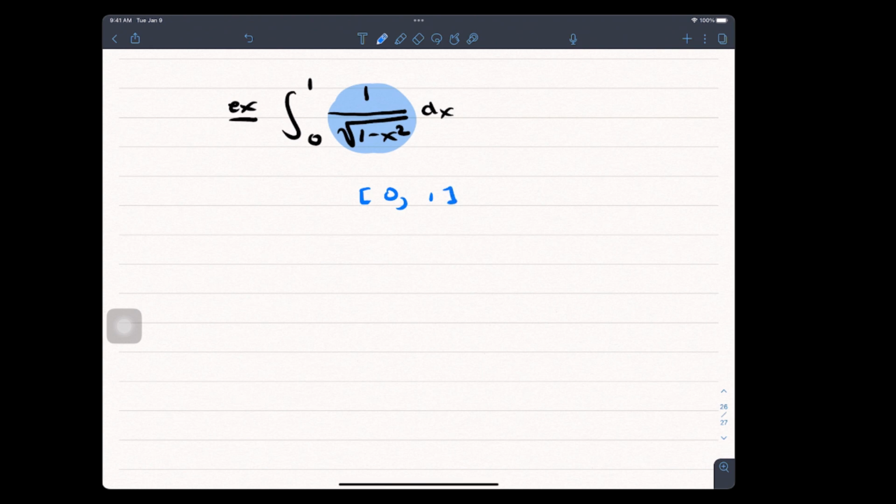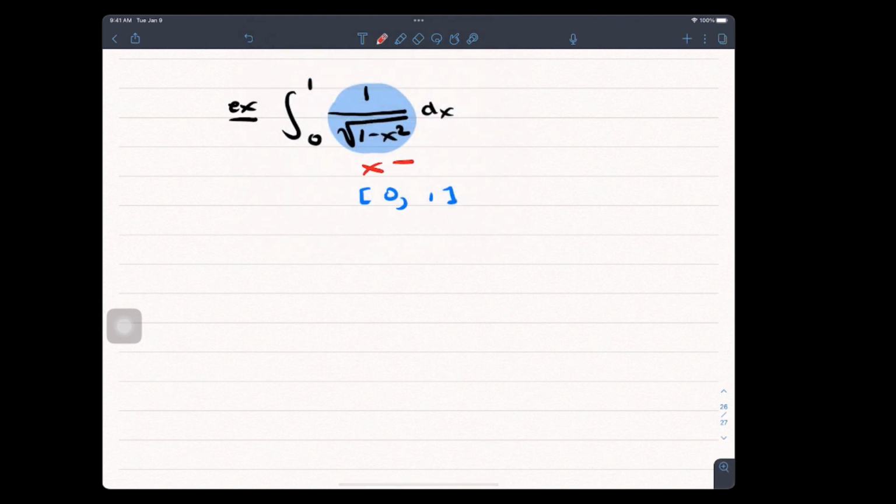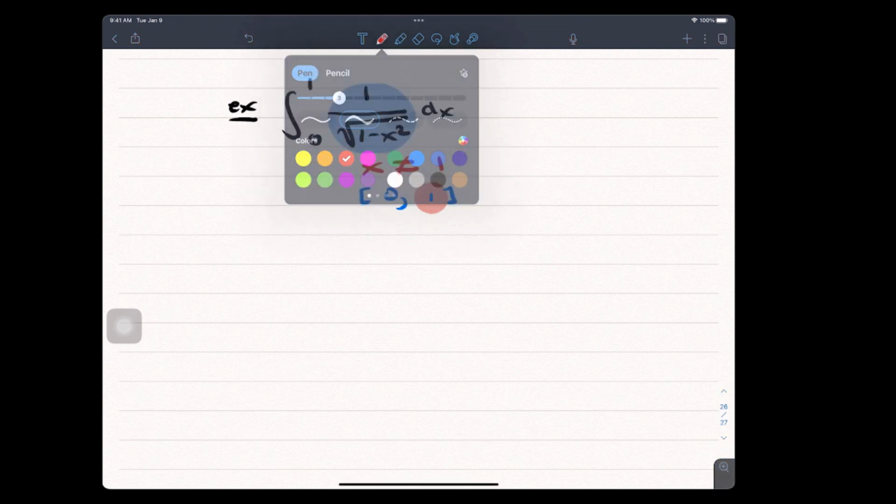Do you guys know where the discontinuity is now? Yeah, x equals 1 is the problem here, ladies and gentlemen. x cannot be 1 because your denominator can never be 0. So what I'm going to say here is that on that interval, you have a discontinuity. This is called a right endpoint discontinuity.